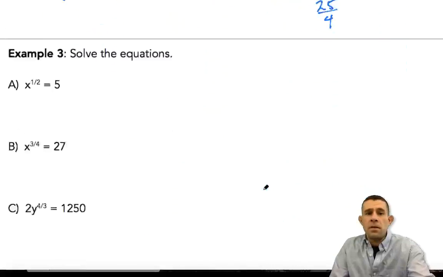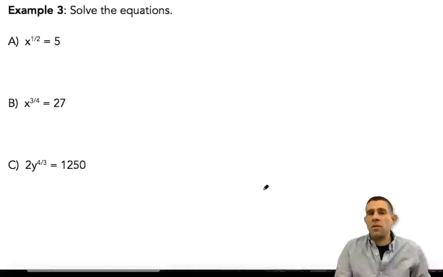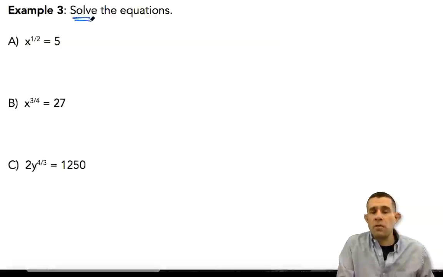Let's scroll down and check out example 3 now. It says to solve these equations. So whenever we're looking to solve, we want to get x or whatever our variable is by itself, by using inverse operations. So here we see we have the square root of x is equal to 5.